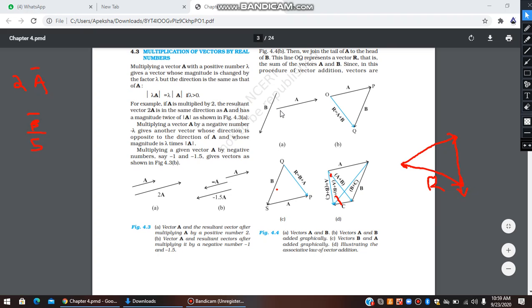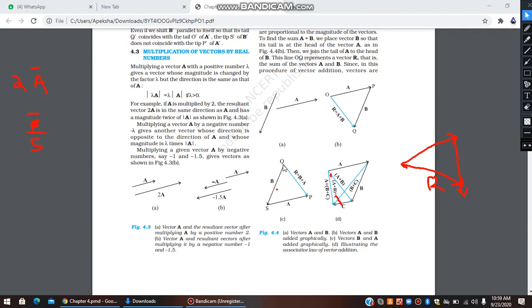Again, it is the same thing. If we want to do b bar plus a bar, what we are going to do is put b bar like this. Then we connect the tail of a bar with the head of b bar, and then the tail of b bar with the head of a bar. So this becomes the resultant.